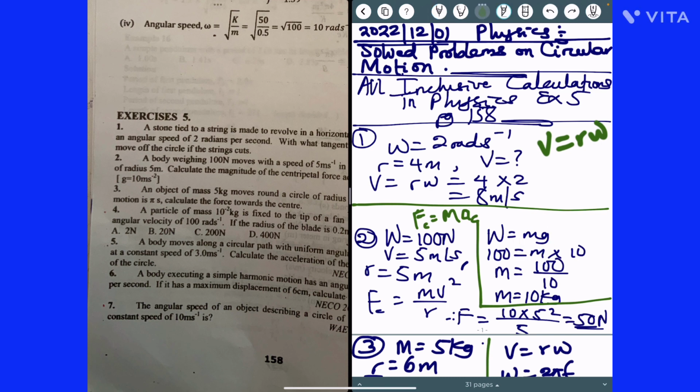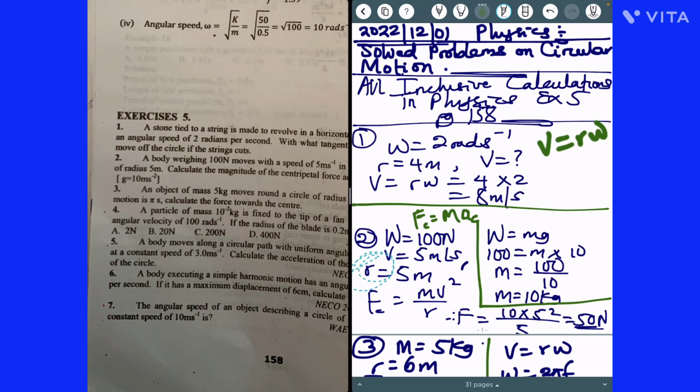If you do that, you get 100 is mass times what? 10. Since acceleration due to gravity is given as 10 in this question, 10m is 100. M is 100 over 10. The mass of the body is 10 kilograms. In this question, we have the linear velocity around the circle. We also have the radius of the circular path.